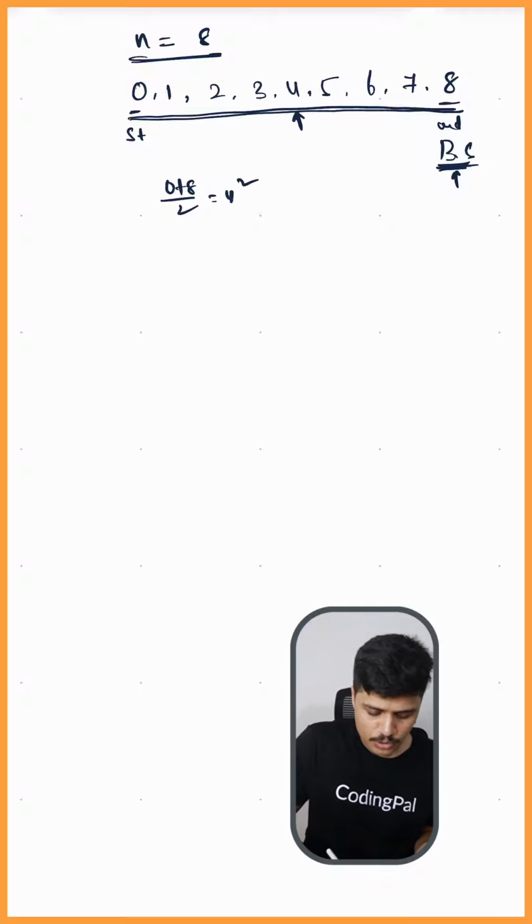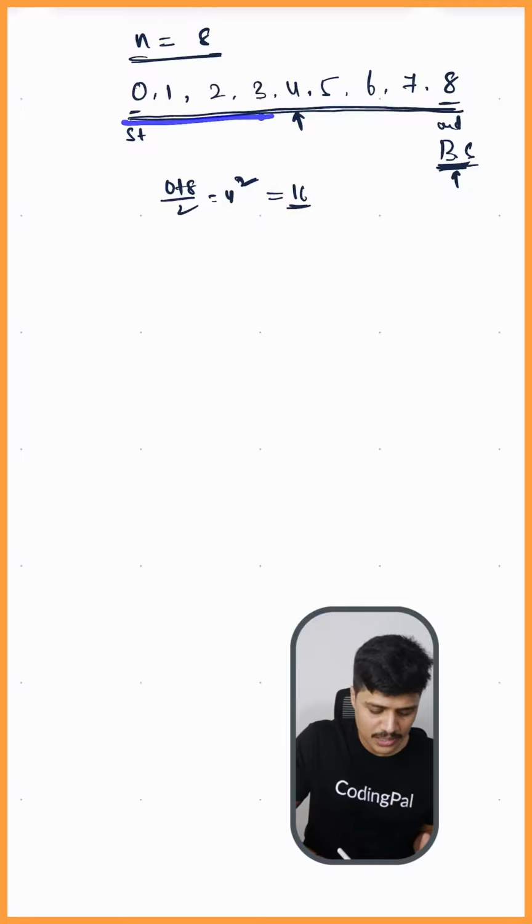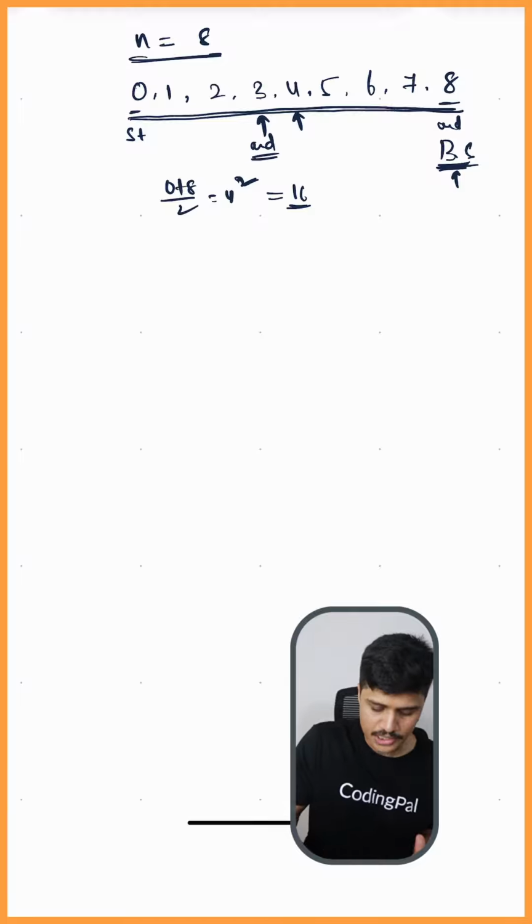Now if we try to perform 4 square, the result that we get is 16, but the square root that we are trying to find is for 8. So 16 is greater, right? That means the square root of it should be somewhere on the left of the middle that we have computed, which is in this range. So here end basically will become pointed to 3.